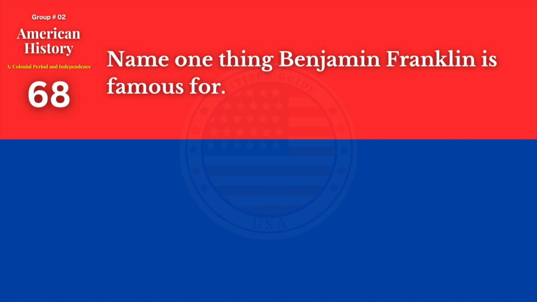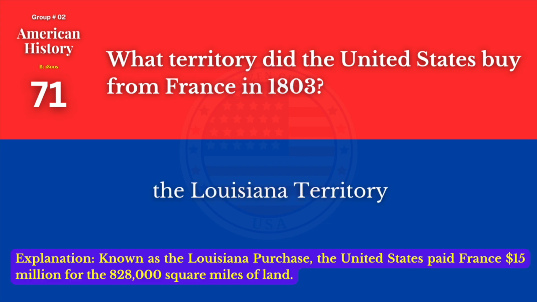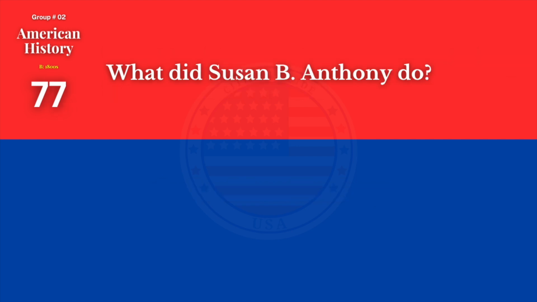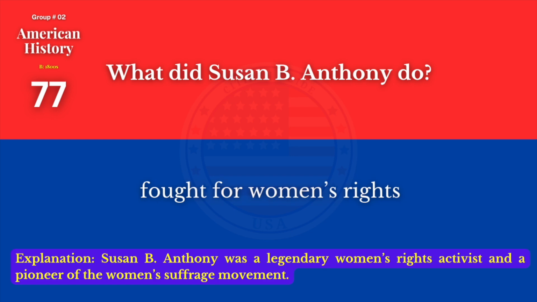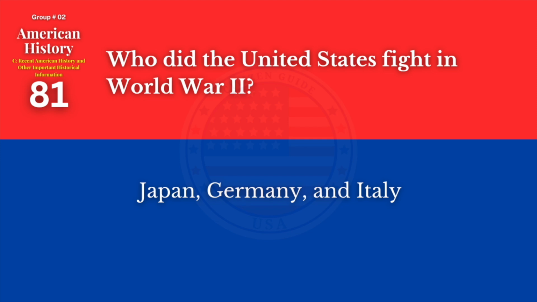Name one thing Benjamin Franklin is famous for. U.S. diplomat. What territory did the United States buy from France in 1803? The Louisiana Territory. What did Susan B. Anthony do? Fought for women's rights. Who did the United States fight in World War II? Japan, Germany, and Italy.